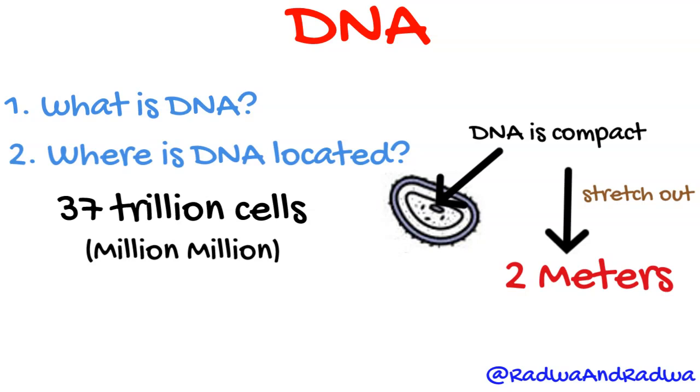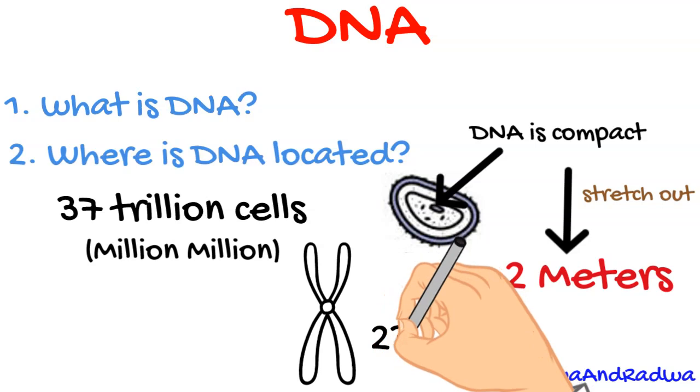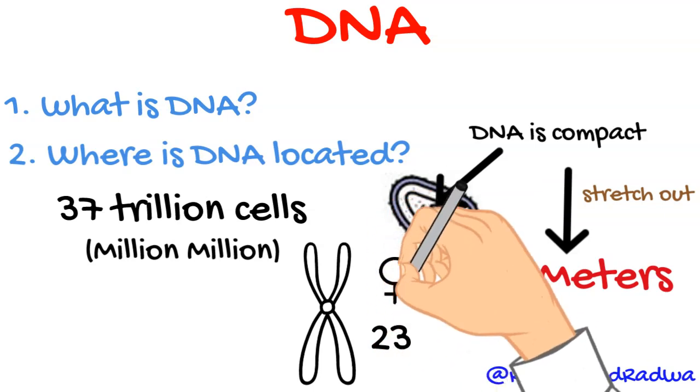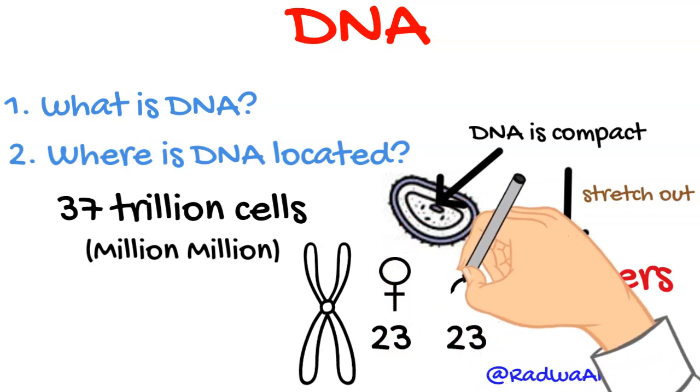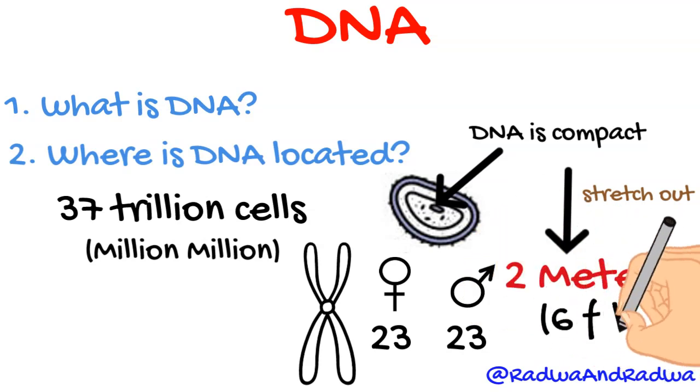And they're organized into bodies known as chromosomes. So in every human cell, we have 23 chromosomes that we inherited from our mom and 23 chromosomes that we inherited from our dads. Wow, 2 meters. That's about 6 feet. Yeah, exactly. That's a lot. Longer than most humans, taller than most humans.